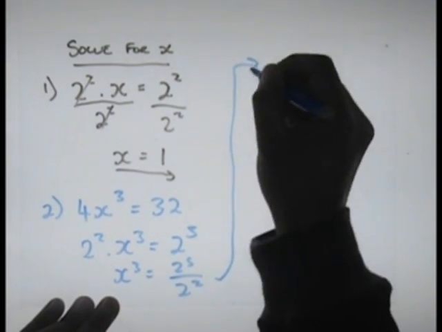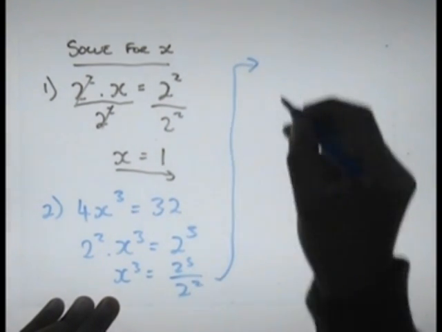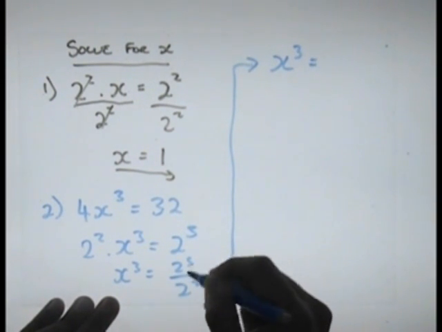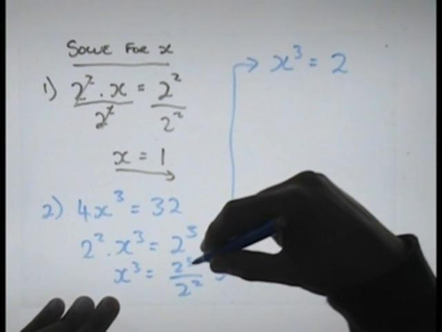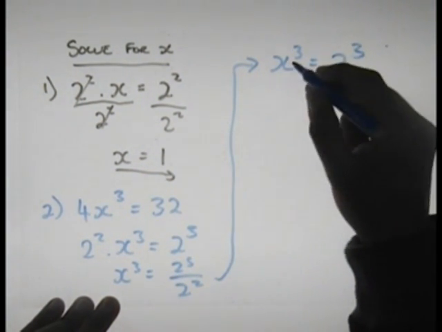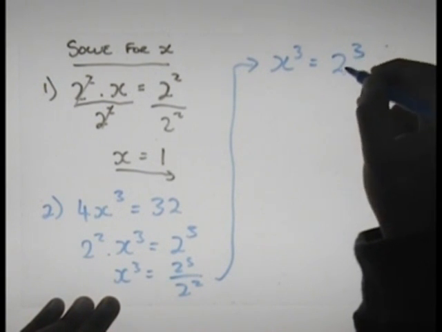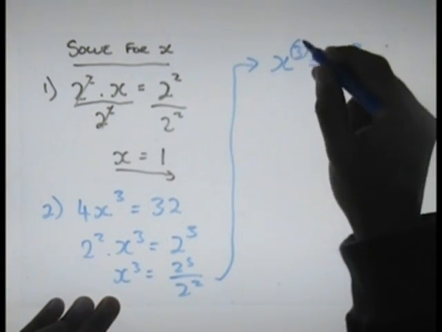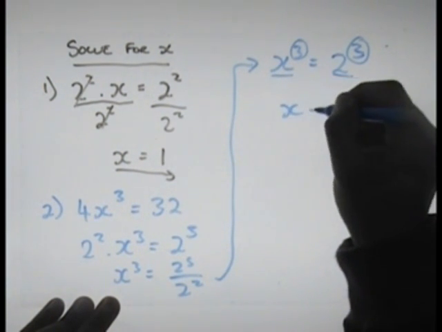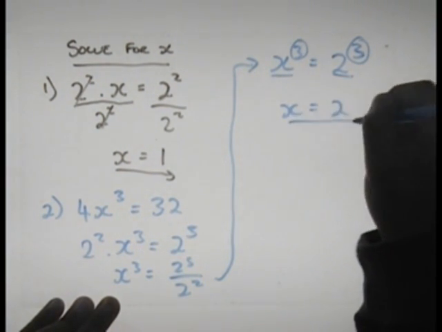I'm going to carry on over there. 2 to the 5 divided by 2 to the 2 will be 2 to the 5 minus 2, which is 2 to the 3. That means that x to the 3 is equal to 2 to the power 3. Because the exponents are the same, it means that the bases are the same, which means that x is equal to 2.